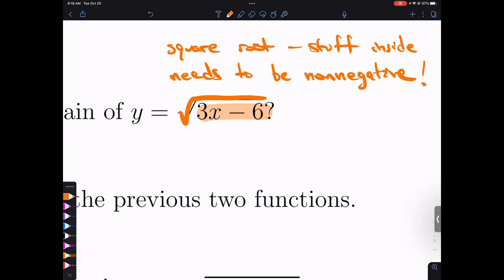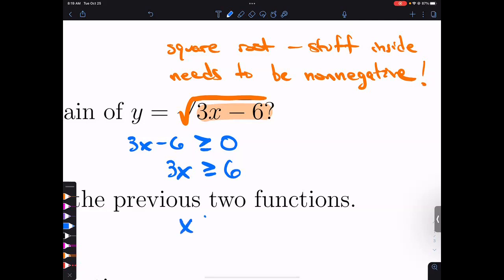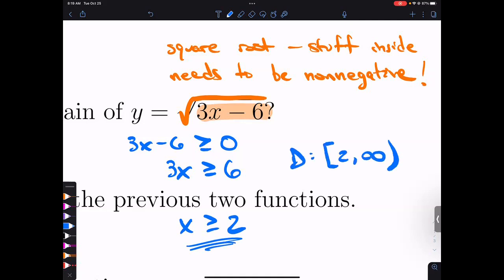What could go wrong here is if this stuff underneath is negative, because I can't take the square root of a negative number and get something real back. So that's another way I could handle this. I could just take that stuff aside, say 3x minus 6, set it greater than or equal to 0, and then solve. Divide by 3, x is greater than or equal to 2. Well, x greater than or equal to 2 means that the domain is 2 to infinity, which is what we already saw on the graph, right?